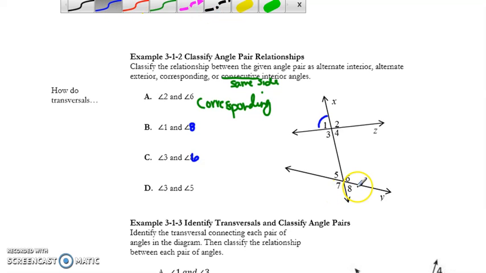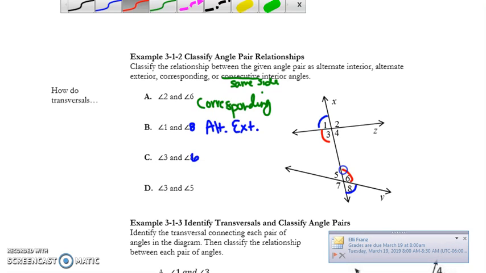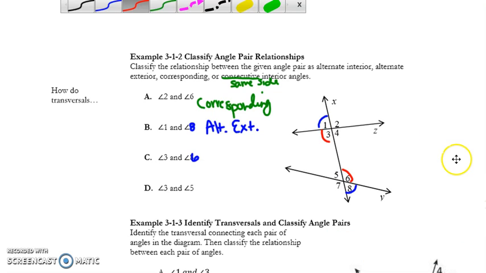All right, so these are on alternate sides, and they're on the outside of our two lines. They're not parallel. So these are alternate exterior. Okay, 3 and 6. So these are alternate, and we're on the inside this time. So alternate interior.